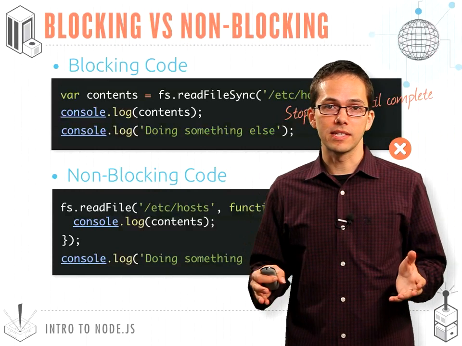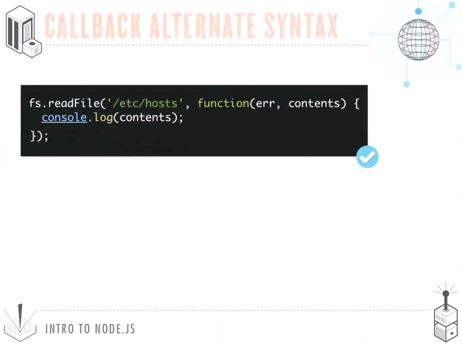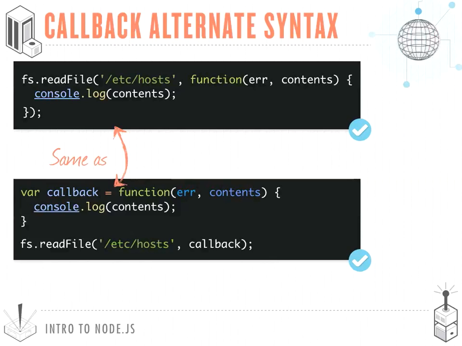Hopefully this JavaScript syntax looks familiar, and there's another way we could write this which would be just fine. We could declare the function and set that equal to a variable, and then when we call readFile, we could send that function into readFile. Either syntax would work just fine. They do the same thing.